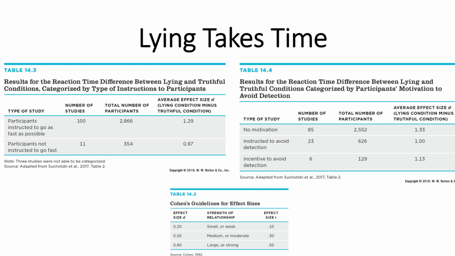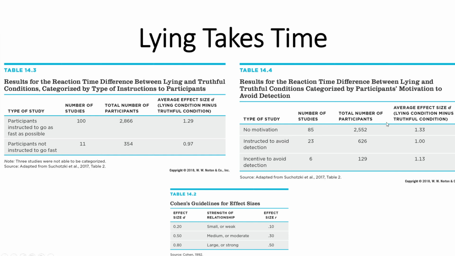And they could even use the data they had collected to break things down. So in this graph, they're showing the difference between studies that had instructed the participants to go as fast as possible, who were told to respond quickly, versus not told to go fast. And being told to go fast meant that there was a larger difference between their truthful responding and their lying responding. They also looked at what happens if people were motivated to lie.